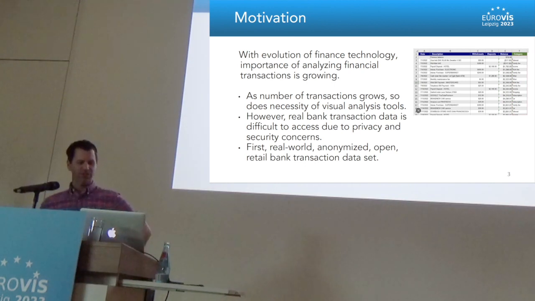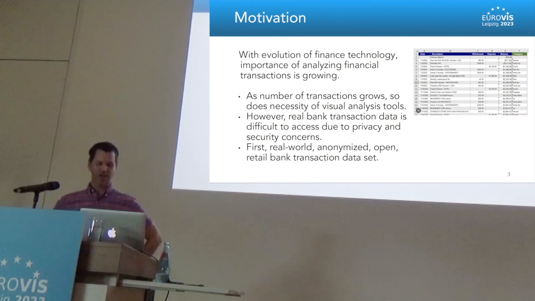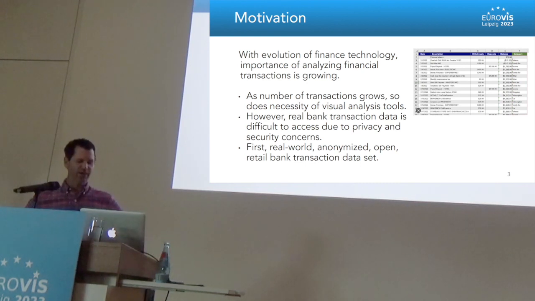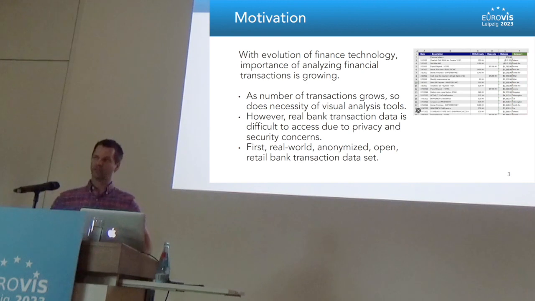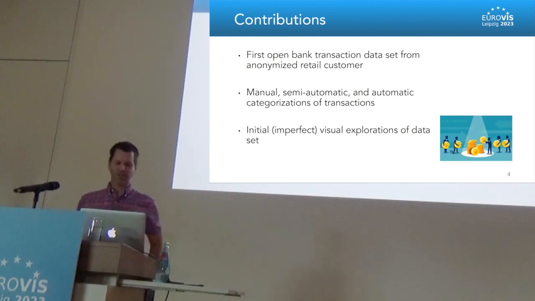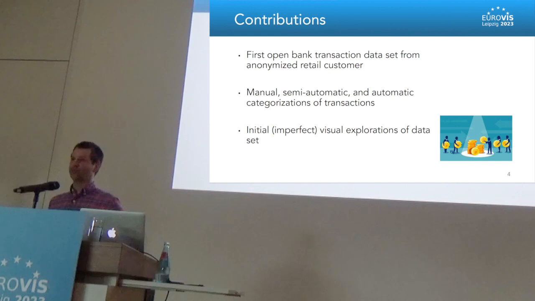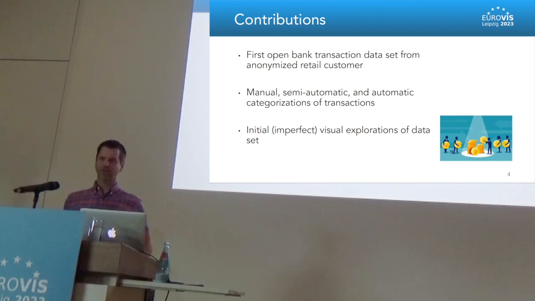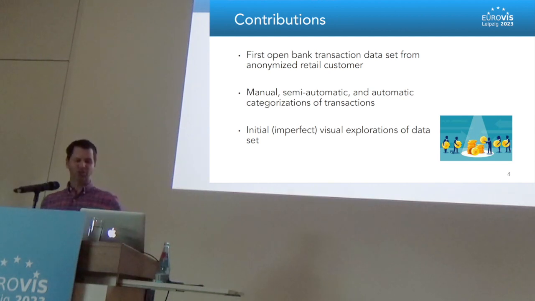So what we're presenting is the first real-world anonymized open retail bank transaction data set. That's what this short paper is about. It's the first one of its kind. It's the first open bank transaction data set from an anonymized retail customer. It also features manual, semiotic, and automatic categorizations of each transaction. And we have some initial imperfect visual explorations of the data set as well that we're going to show.